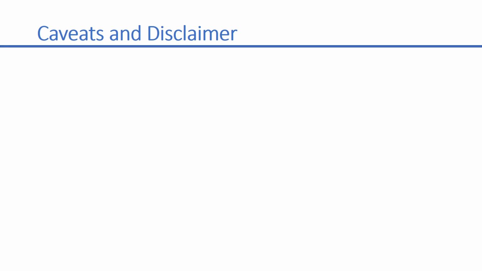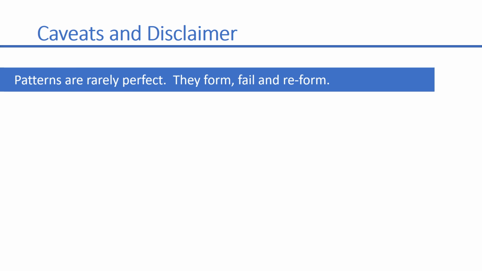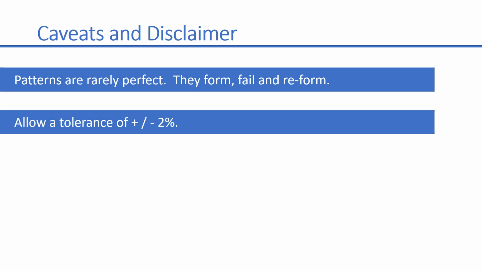Here are some final words. Patterns are rarely perfect. They form, fail, and form again. Precise ratio levels for reversals or targets in patterns are very rare, and a tolerance ratio of plus or minus 2% should be added for the Fibonacci ratios.